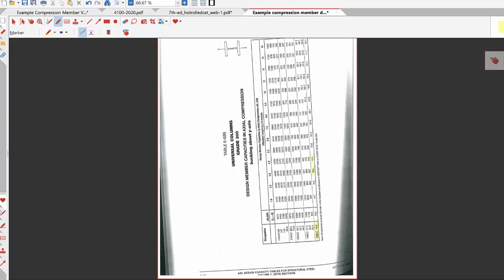So you can find the capacity of the columns in many different ways. One, we can do it in a detailed analysis like we did before, or you can do it from the table, or you can do it from the chart as well.